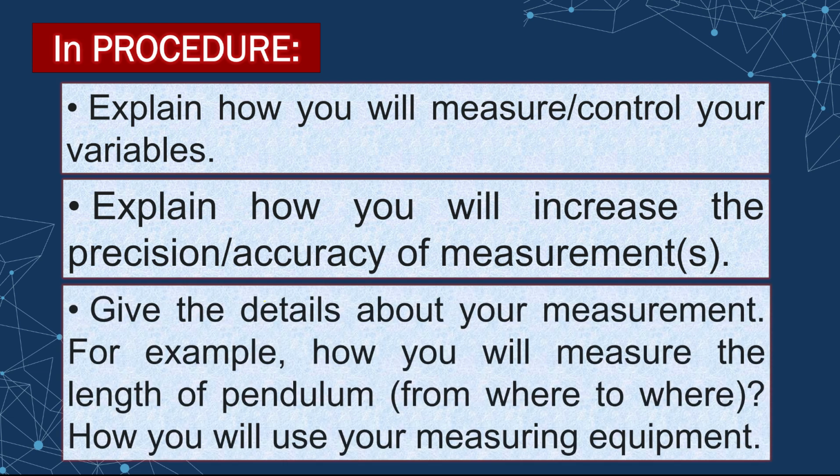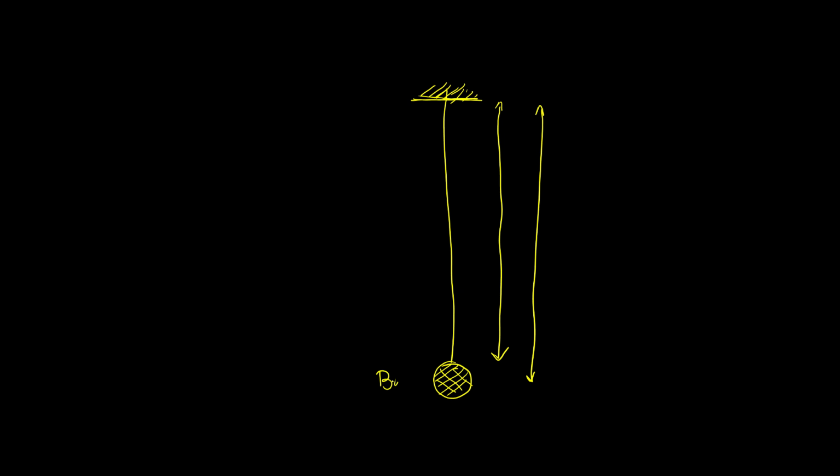And finally, give the details about your measurements. For example, how you will measure the length of the pendulum, from where to where, how you will use your measuring equipment. Let me show you something here. One of my students had an experiment related to the effect of the length of the pendulum at a high angle of deviation on the period of oscillation. Please mention what you mean by the length from here to here. Anyway, the bob is not going to be a point mass. So what do you mean by the length of the pendulum from here to here? Whatever you mean, mention it.